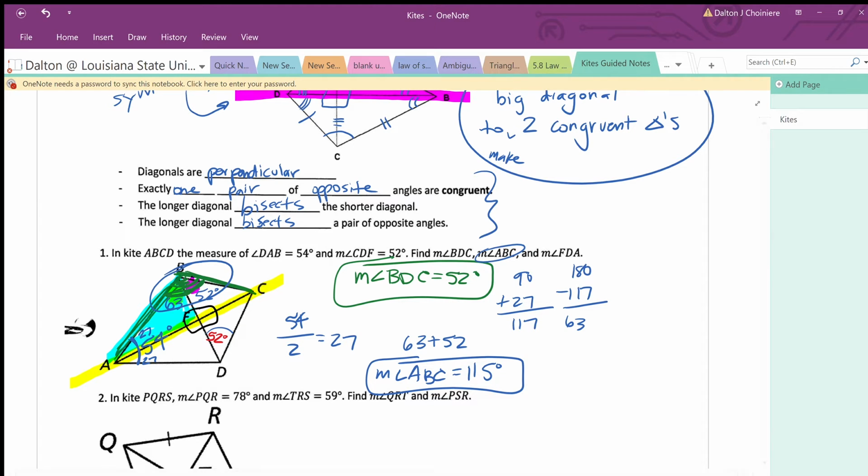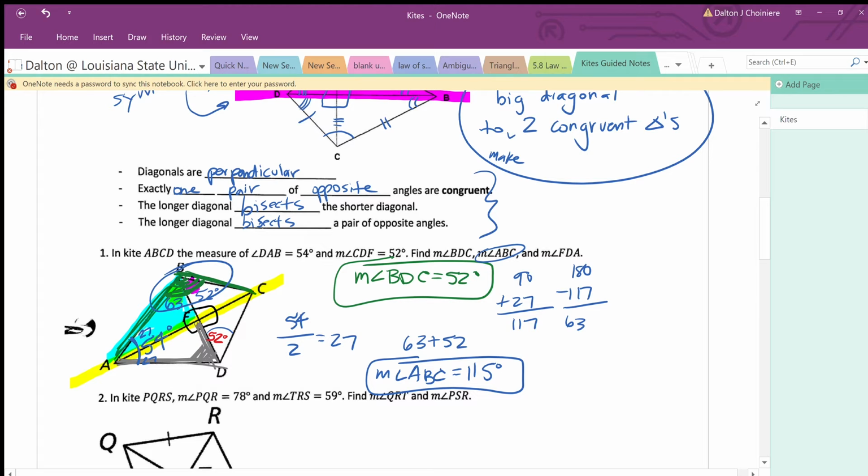Okay, the last one is, what is the measure of angle FDA? FDA. So again, let me trace that out. I'm going to trace it in this gray color. So here's F to D, and here's D to A. So I'm looking for this gray angle right there.